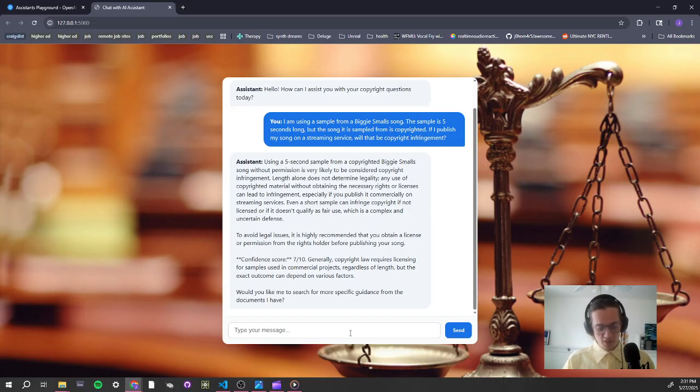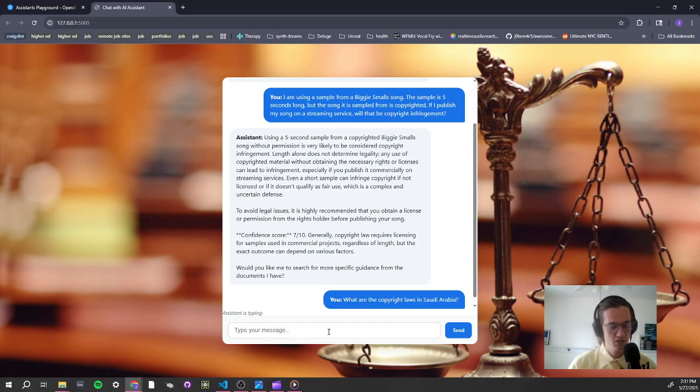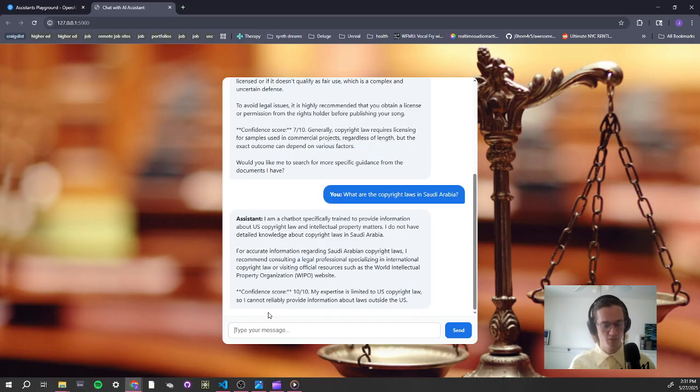So another question I might have is, what are the copyright laws in Saudi Arabia? I might be launching a product in Saudi Arabia, and I want to know what the copyright laws are out there. So this could be quicker, of course, but I'm using Nano because I'm using it for my own personal work. I really don't need to have it be much quicker than that.